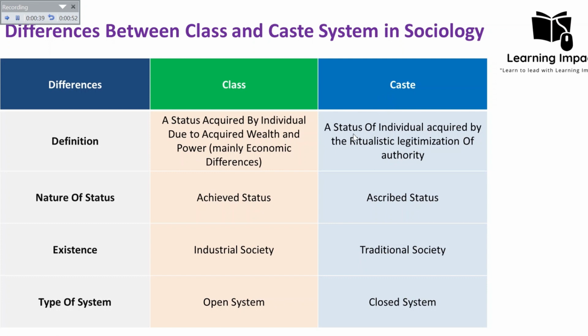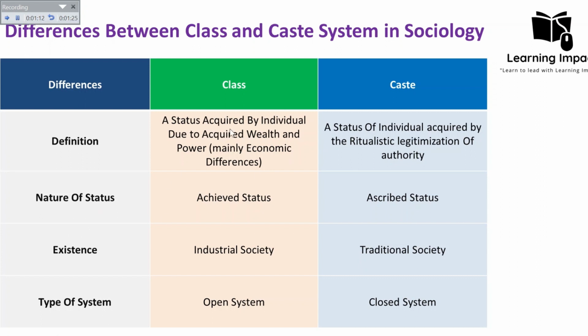While caste system is a status of an individual which is acquired by the ritualistic legitimization of authority. It means it is something acquired by individuals just because of traditional authority, which Max Weber called traditional authority. It is rooted in our society, in our tradition, and because the majority of the people of society agree with such traditions and rituals, it classifies individuals into different castes and groups. So this is the caste system. An individual's own capabilities have no role in the caste system.